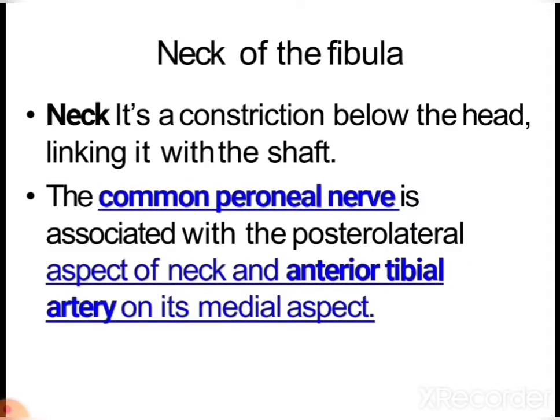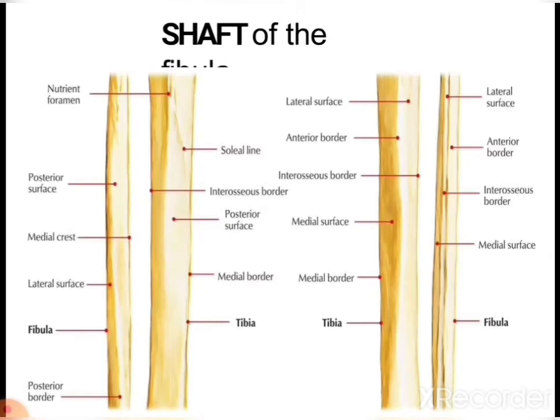Neck, it is a constriction below the head linking it with the shaft, and the neck we have two important relations. On the lateral side of the neck we have common peroneal nerve, and on the medial side we have anterior tibial artery. Now come to the shaft of the fibula.